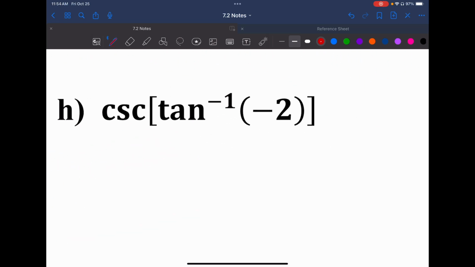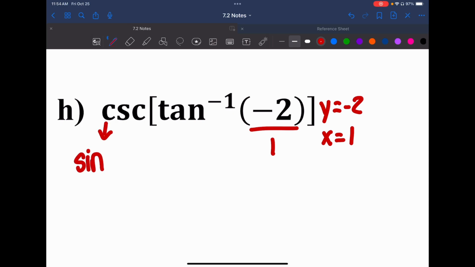H, we have inverse tangent of negative 2. Tangent is y over x, so let's put an x here. So y is negative 2, x is 1. We need to find cosecant, but cosecant is the reciprocal of sine. Sine is y over r, so cosecant is r over y. So I'm going to have to go find r.